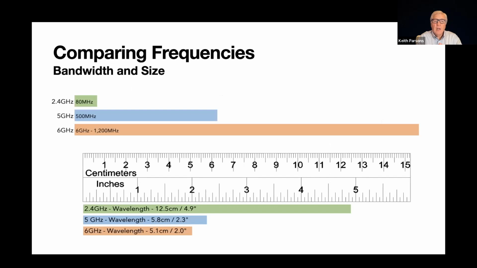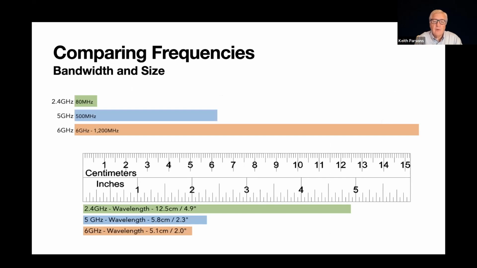On the top bar is 2.4, 5, and 6 gig based on how much bandwidth we have available. And it's obvious by this picture, we have lots more bandwidth in 6 gig. Everyone, we've talked about this, people talk about it all the time. 80 megahertz in 2.4 was very limiting, especially because we only had 3 channels. And now we have more in 5 and even more in 6 gig.